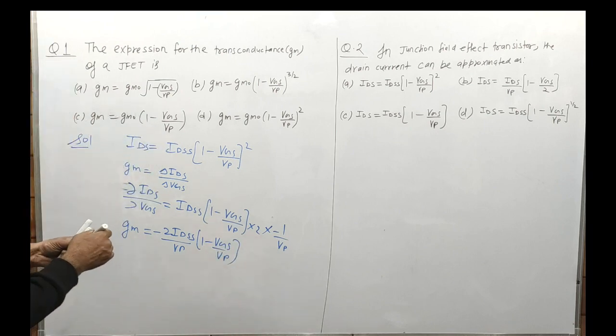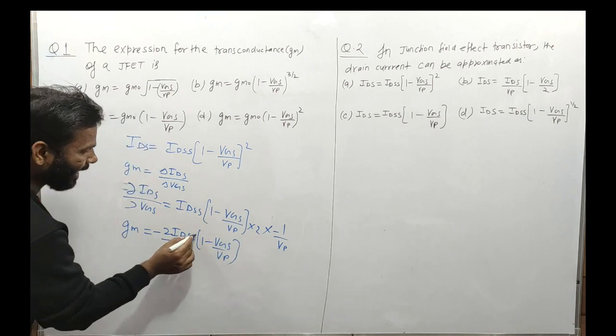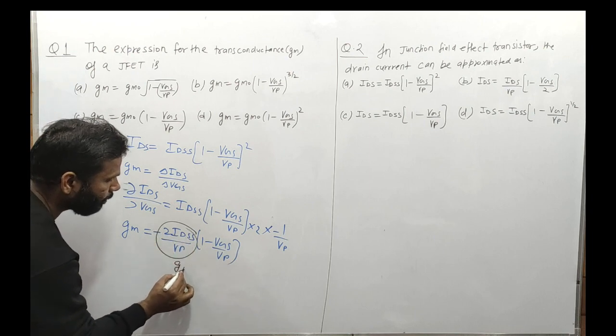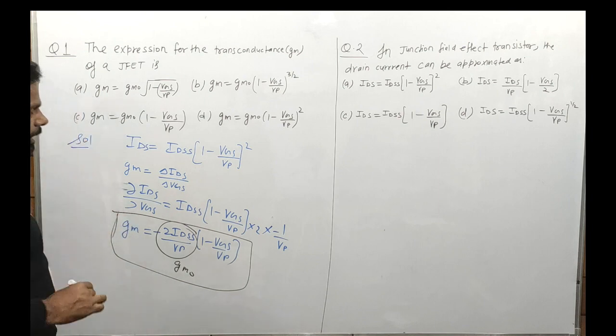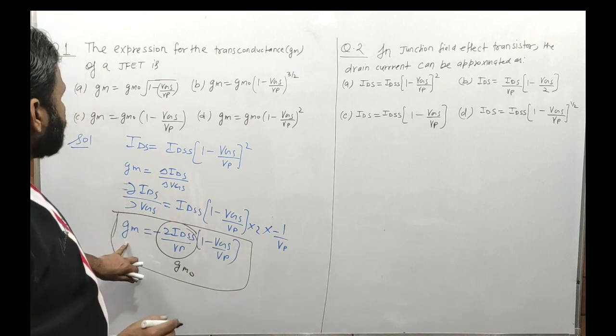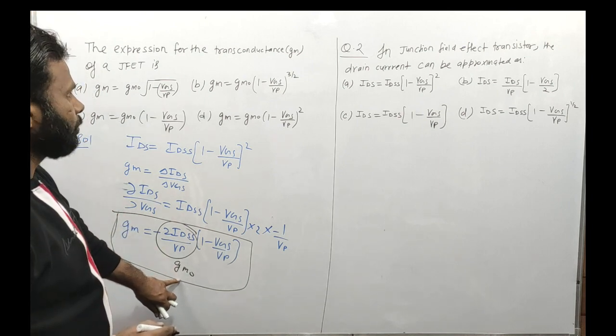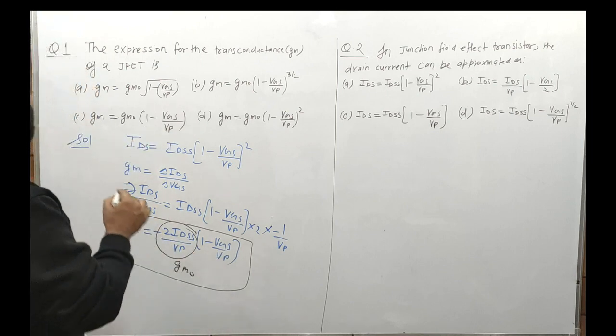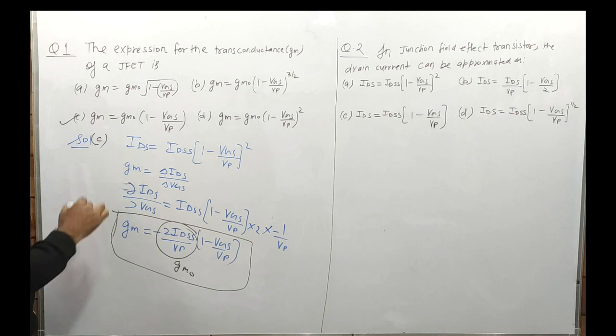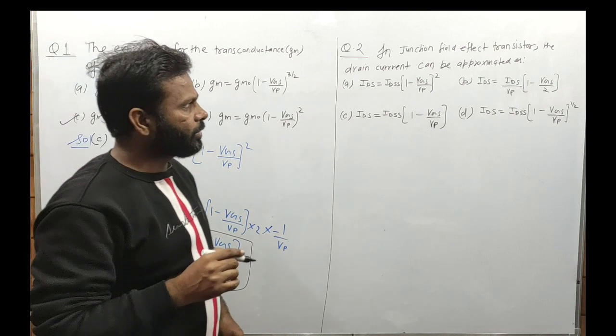Now this expression, this value is known as the maximum conductance, that is called GM naught. So this is the correct expression of the conductance of a JFET. So match करिए. GM equals to GM naught times 1 minus VGS upon VP. That is given in C option. Now, next question देखते हैं.